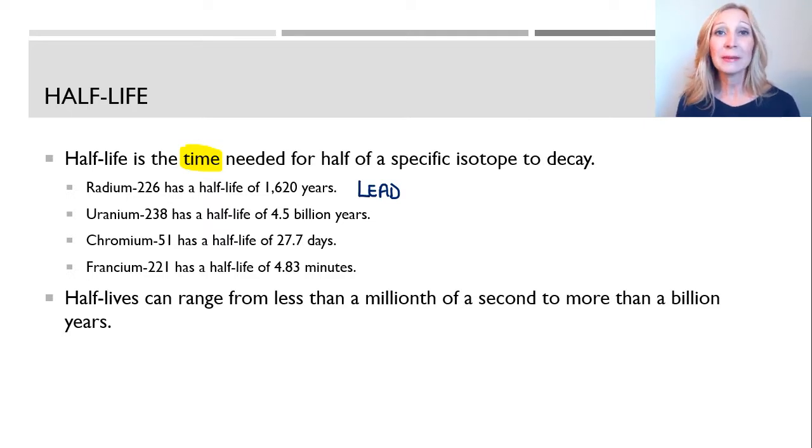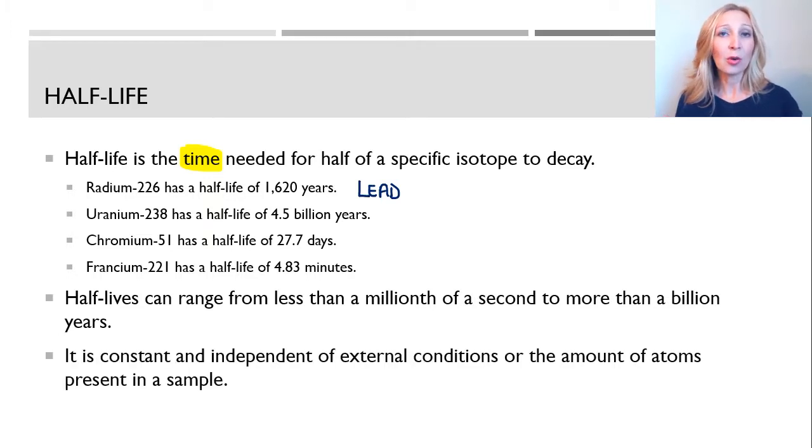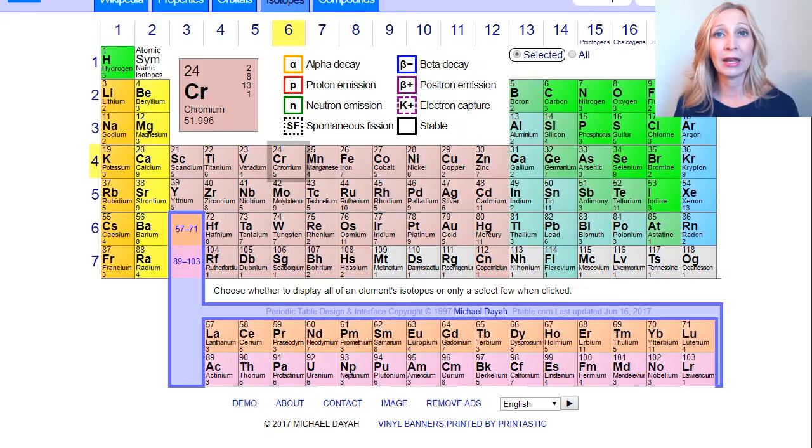One thing that's important to mention is that the half-life of a specific isotope is completely independent of external conditions like temperature or pressure. And it also is independent of the amount of atoms present in a sample. So you could have a sample of 1,000,000 moles of a specific isotope and it would have the exact same half-life as, say, 1 mole of an isotope.